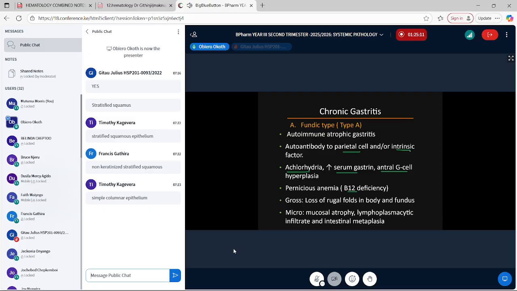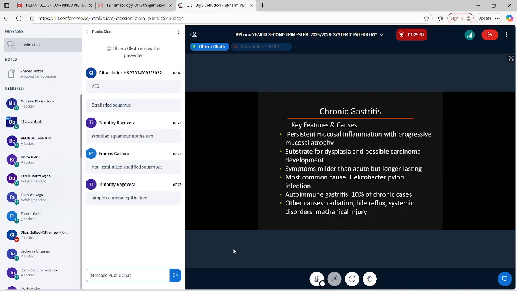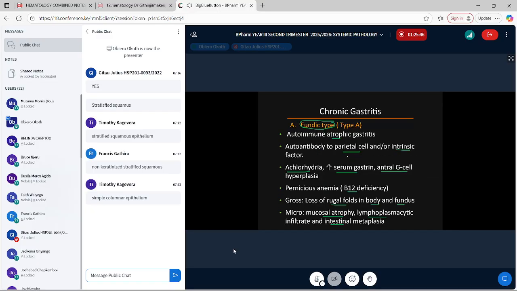Okay, and what do you find in gross? There will be loss of rugal folds in the body and fundus because this is related mainly to the fundus. The antrum is okay. And in the microscopy, there will be mucosal atrophy. We say this is atrophic gastritis. There's lymphoplasmacytic infiltrate because we said this is chronic gastritis. And sometimes you get intestinal metaplasia because we had said it's normally a substrate for dysplasia and a substrate for metaplasia. That is the autoimmune gastritis. You said around 10%.